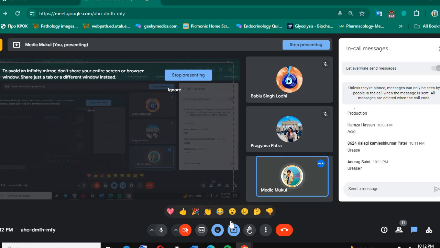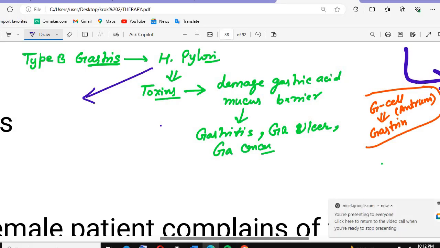So we will see that there is gastritis, gastric ulcers and gastric cancers. So we see type B gastritis, H. pylori, and they release toxins. What will these H. pylori do? They release enzymes, and which enzyme do they release? That is the urease.